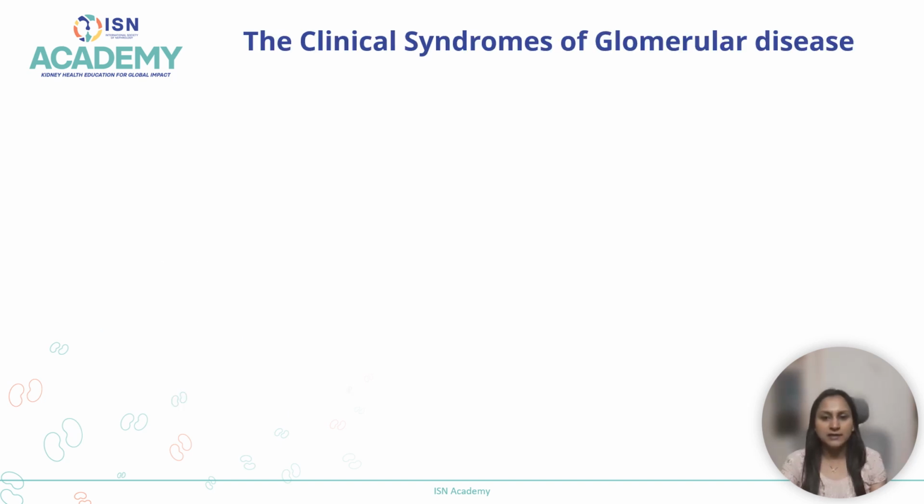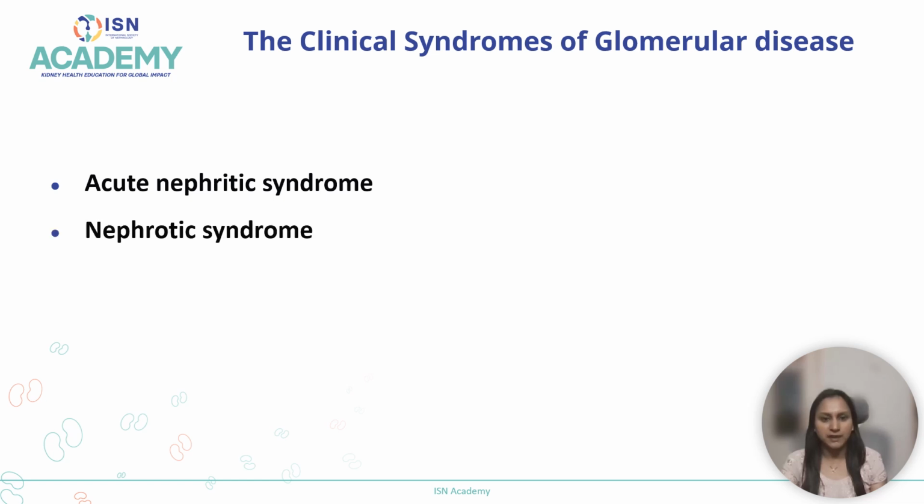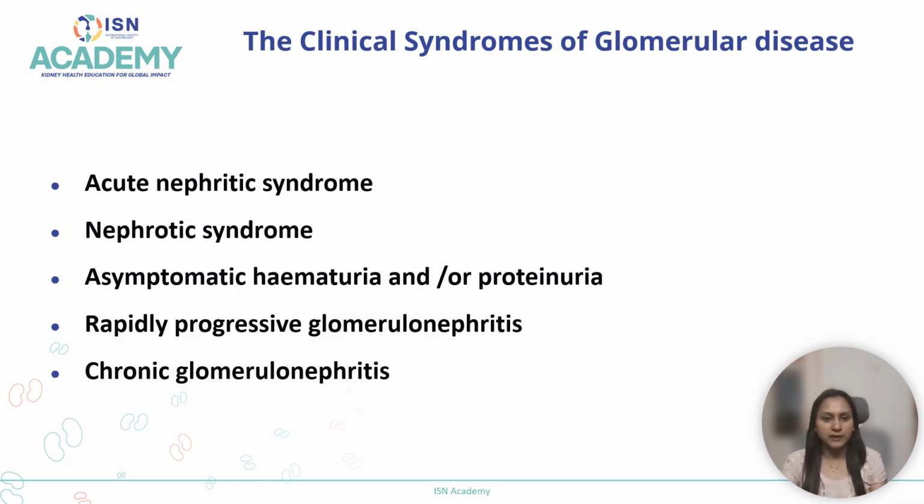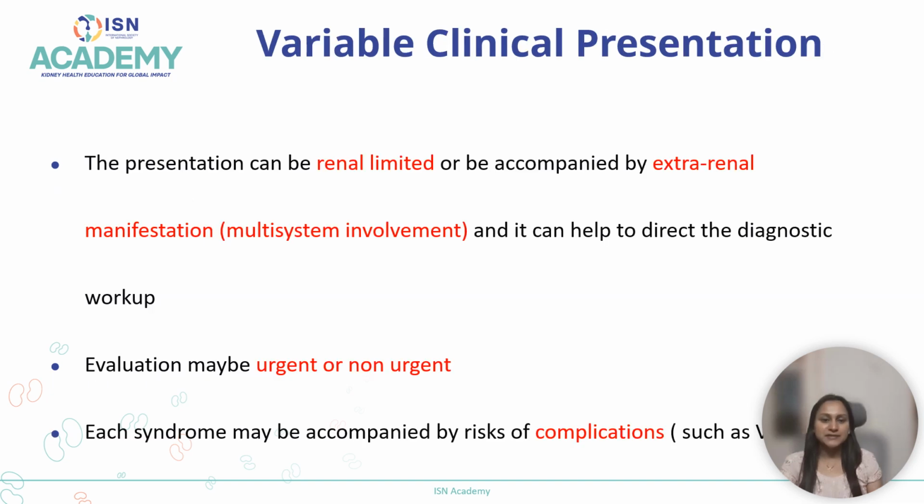When we look at glomerular diseases, there are 5 syndromes which come under it. The acute nephritic syndrome, nephrotic syndrome, asymptomatic hematuria or asymptomatic proteinuria, rapidly progressive glomerulonephritis, and chronic glomerulonephritis. The presentation can be variable in glomerular diseases. It can be either renal limited or it can be accompanied by extrarenal manifestations. This can help us to direct the diagnostic workup. The evaluation may be either urgent or non-urgent.